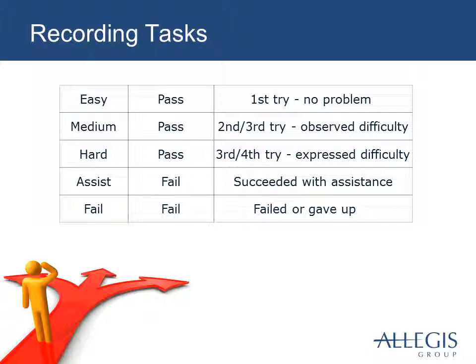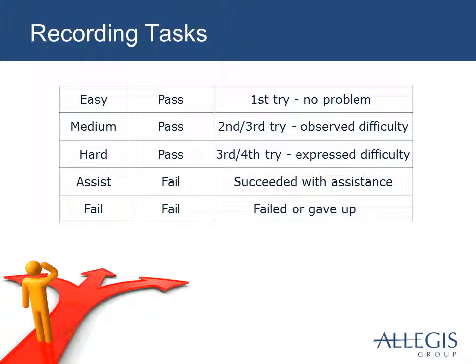Certainly, if they just failed and did it incorrectly or gave up. But there's also this concept of they succeeded with assistance. So as I've mentioned, if a facilitator uses words that get the participant closer to completing their task. So in other words, they're not being neutral, they're doing something to help them be successful.